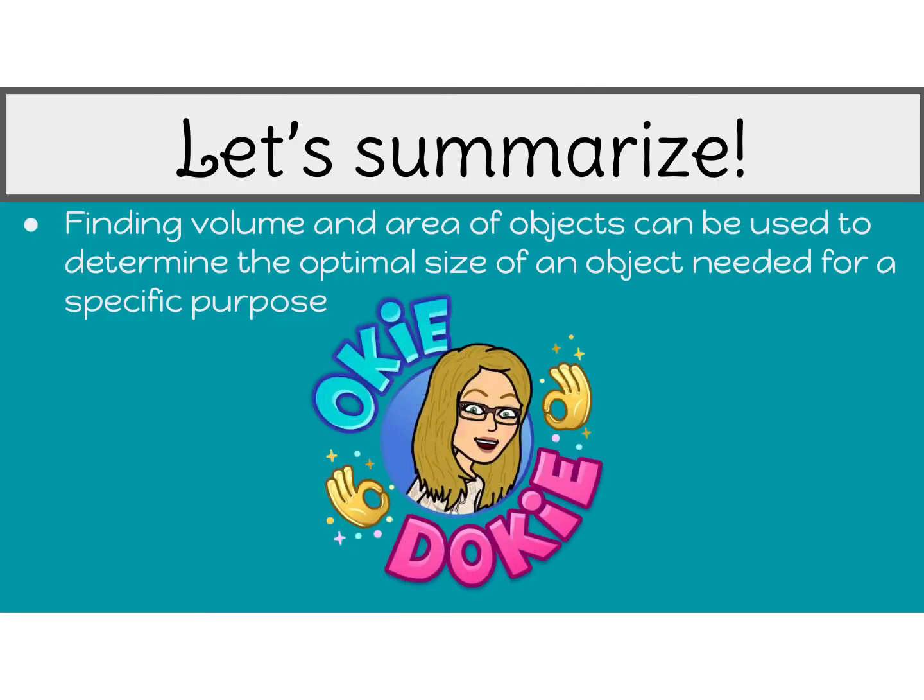So let's summarize what you're going to be doing today. You are going to be finding volume and area of objects can be used to determine the optimal size of an object needed for a specific purpose. That sounds pretty wordy, doesn't it? So basically, we're going to take a look at some different types of fish tanks. We're going to find the volume, figure out what fish we can put in it, what sizes, and take all of that into consideration. Okie dokie. Good luck.